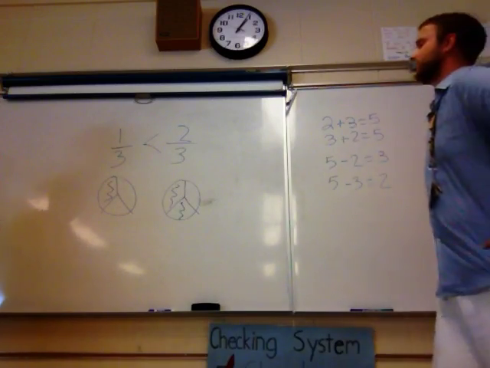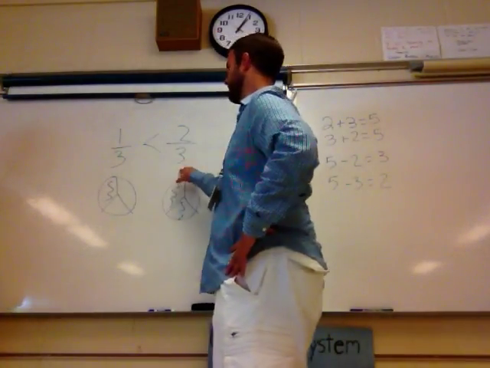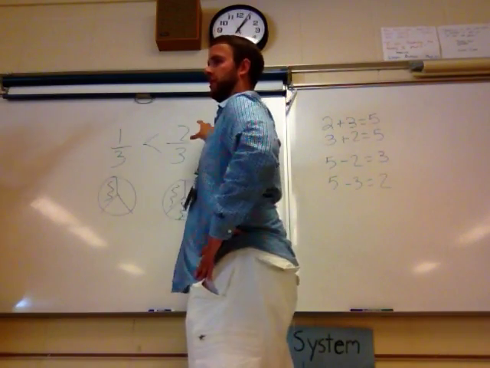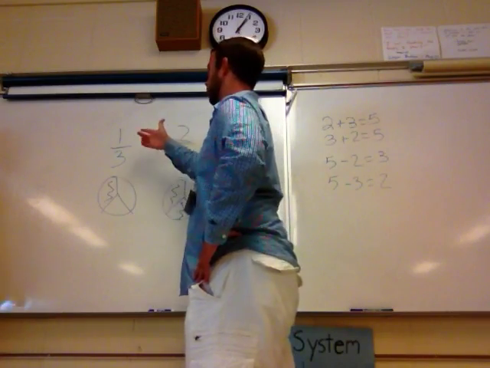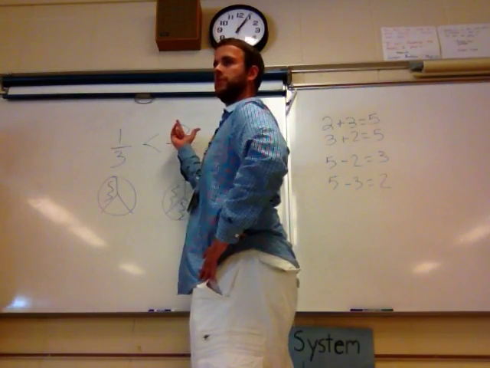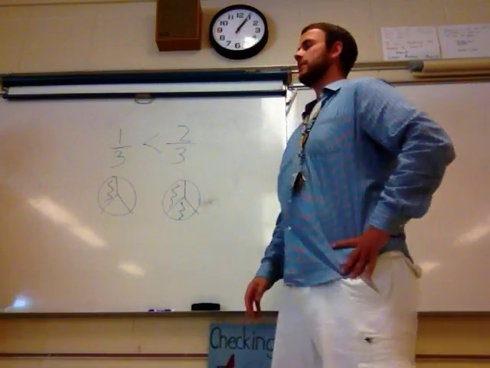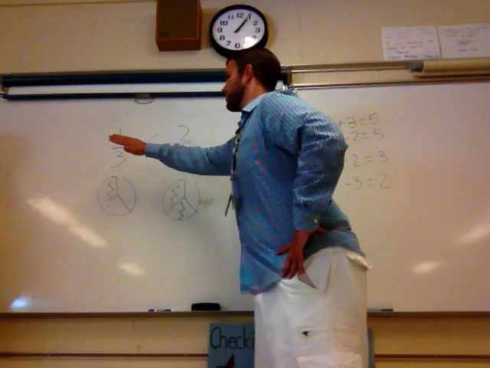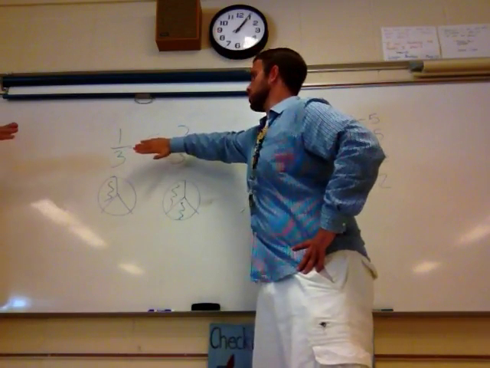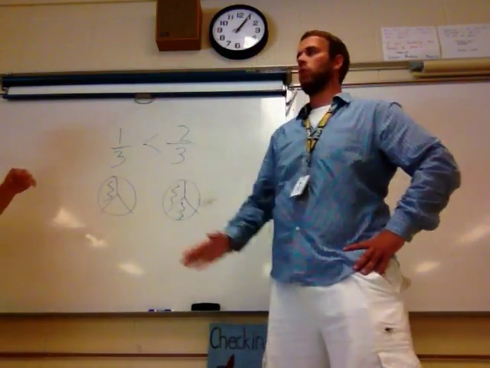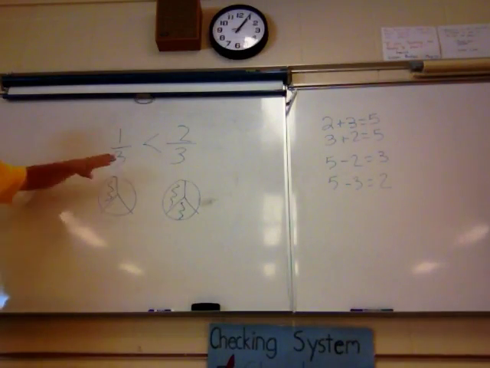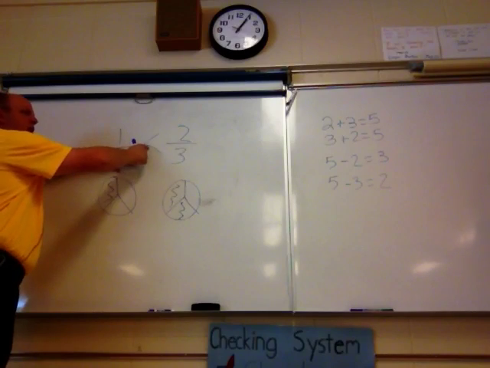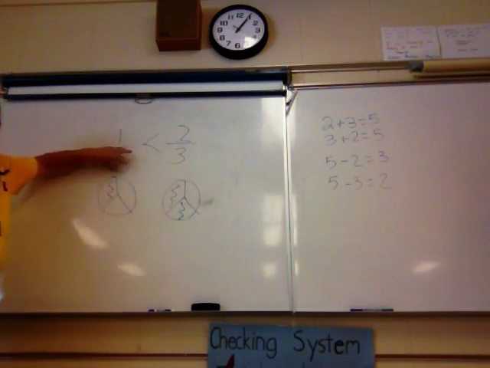And guys, when these bottom numbers are the same, really all we're focusing on are these top parts. This is simple math, guys. What's bigger, one or two? Two. Right? You guys know that. You guys are just getting confused by these fractions. So when they are the same on the bottom, just cover it up and say, okay, what's bigger, one or two? Because what if those weren't here? Let's read it together. One is less than two.